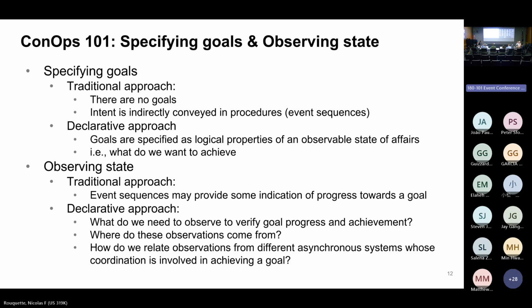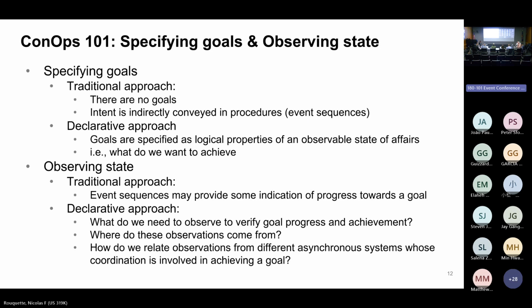In a declarative approach, you specify goals as logical properties, again, properties about observable state. If we don't have observable state, we can specify a goal about we want those states of affairs to be like this after we've done a certain number of things. So observing states, in a traditional approach, well, we specify some event sequences that might provide some indication of progress, right? You expect to see your drive commands, you expect to see the motors moving somehow, and eventually you reach something, but it's not necessarily very clear.